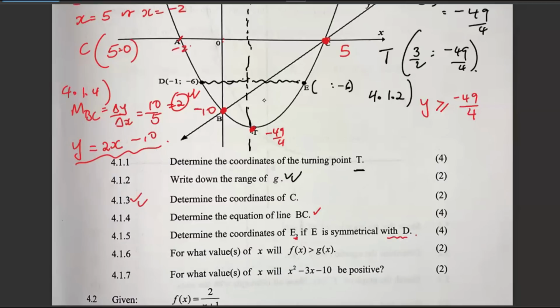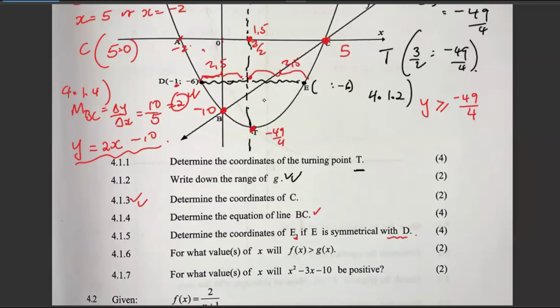If E is symmetrical with D, we've got our x coordinate to be 3 over 2, or somebody can call it 1.5. So if this is -1, it simply means we moved 1 unit, and then we have 1.5, meaning that the total distance here is 2.5. So from this axis of symmetry up to point E, we must move 2.5 units.